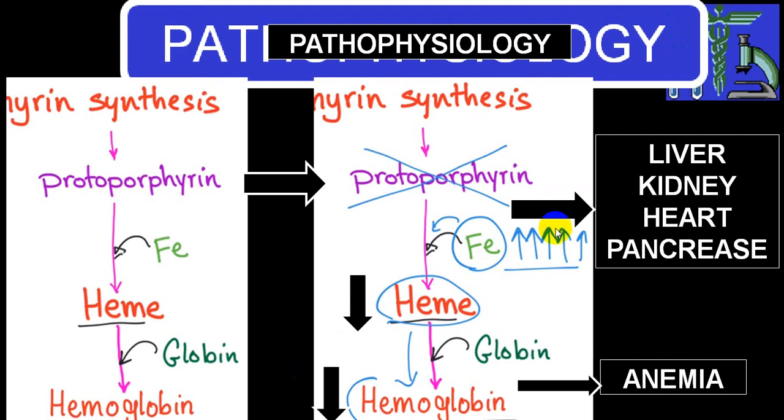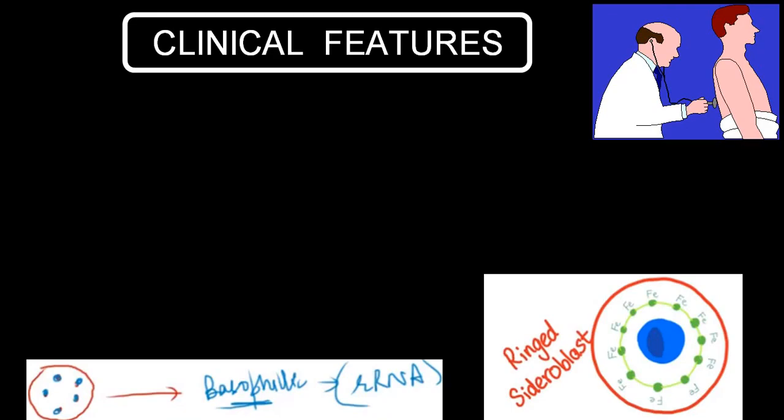And because of excess iron, it can also be deposited in the liver, kidney, heart, and pancreas. Secondary to the increased iron level, you can develop damage to the liver, kidney, heart, and pancreas. And anemia can produce all the symptoms and signs of anemia. Secondary to anemia, you will have extramedullary erythropoiesis, very frequently in the spleen and liver. So you will have an enlarged liver and enlarged spleen.